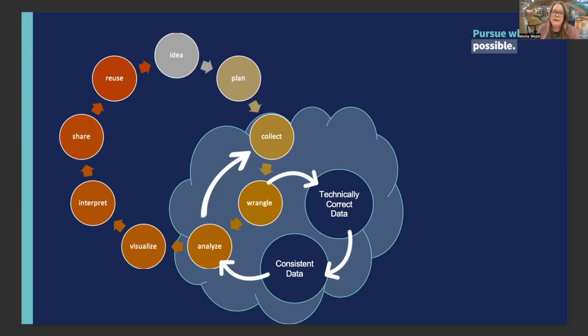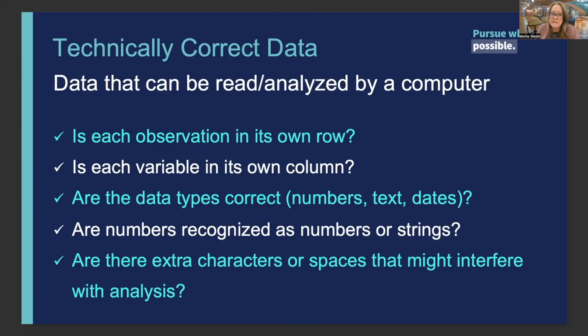So what do I mean by technically correct data and consistent data? Technically correct data is data that can be read or analyzed by a computer. Ideally, each observation is in its own row and each variable is in its own column. The computer recognizes the correct data types, and there are no extraneous symbols, spaces, or special characters that might mess something up. Another thing to remember is that rows and columns should be independent from one another, meaning that if you switch around the order of the columns or sort and filter out the rows, it's not going to impact the integrity of your data.